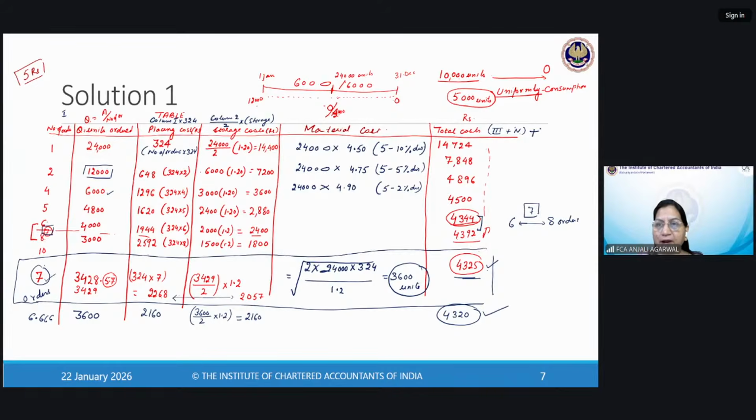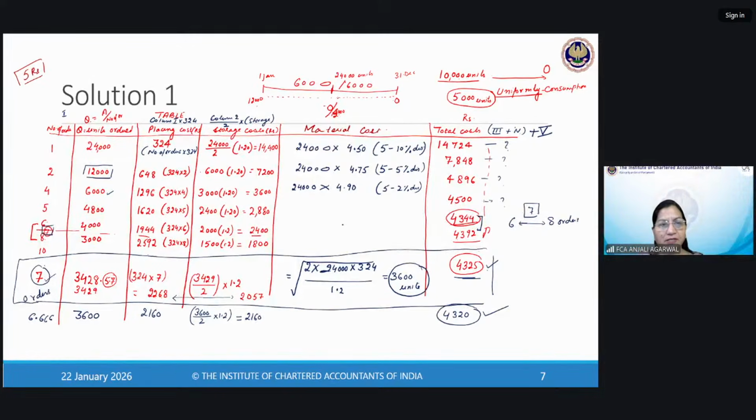So then the total cost will not be a total of the third and fourth columns. We will have to add another relevant cost, the fifth column, material cost. And then we will see exactly at which point the total cost is least. So we have to consider the material cost also.